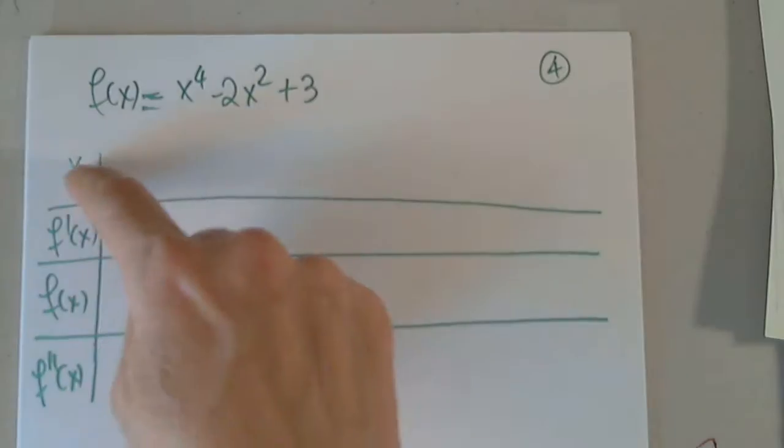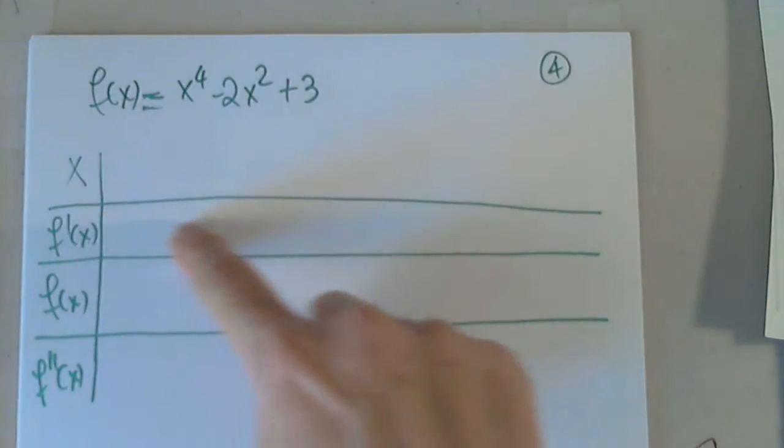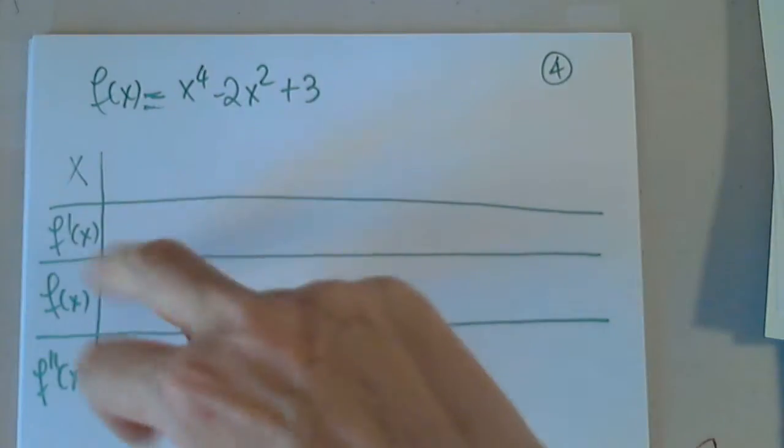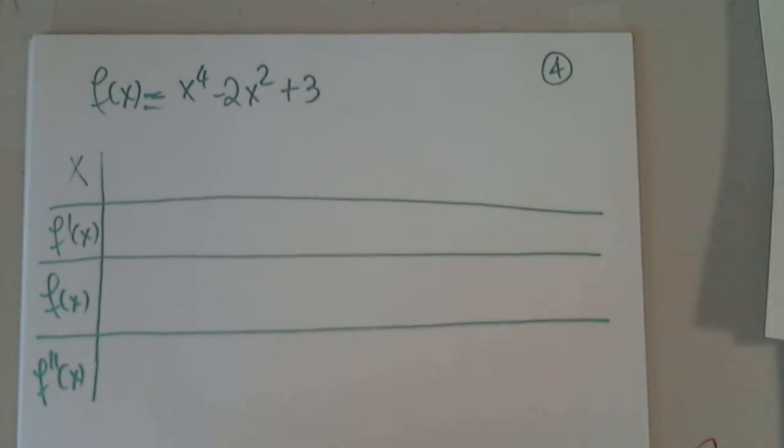Okay, so notice that x is the variable in the problem. I have f prime and f double prime, and the function is squeezed between those two. If you want a different order, choose a different order. Do whatever you want, but you must summarize all the information somehow.